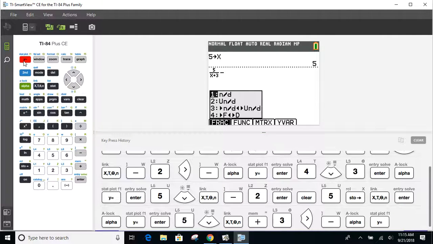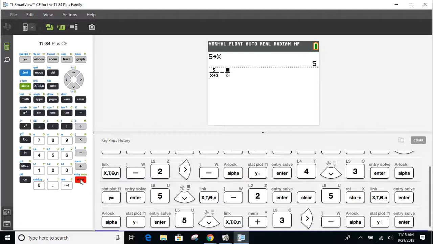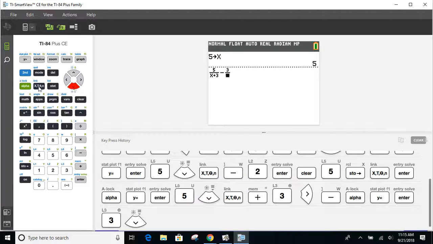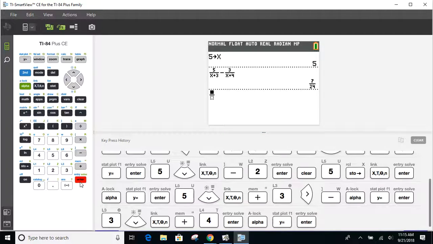Minus 3 over x plus 4. See what that value is. 7 over 24. And then type in the right side of the equation now, and hopefully you'll get 7 over 24. If you don't, either you did something wrong or 5 is definitely not the answer, right?